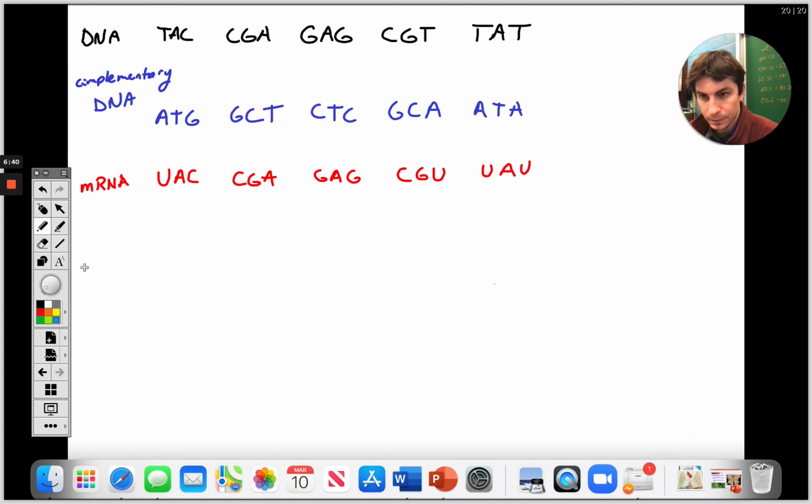Now, I can go to tRNA. I know we do not need to go to tRNA, but we can if we want to. Why I'm doing this is just so you guys can see that with tRNA, U goes to A, A goes to U, C goes to G. tRNA is actually going to be the same as the complementary DNA, except instead of the T's, there are going to be some U's in there.